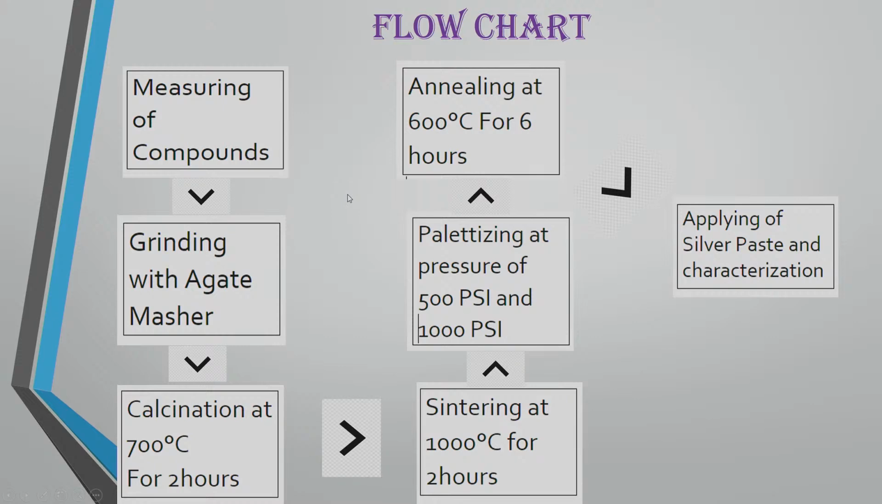Next comes the pelletizing of the powder, which we put into the pelletizer to make pellets. Then they are put through annealing, so that the pellets undergo recrystallization and get a proper grain structure. Then we apply silver paste over them for better conductivity and put them into the sandwich-type characterization.